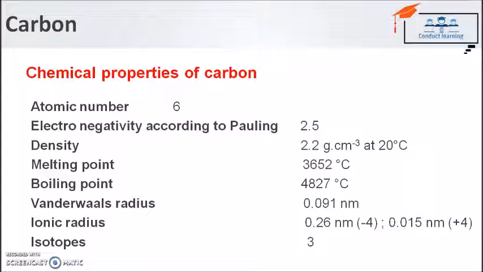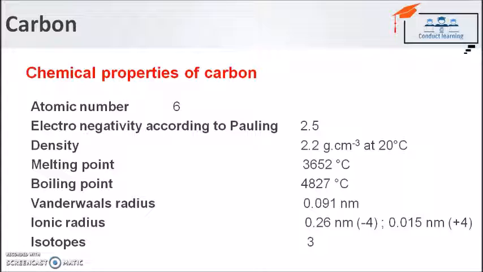The radius of carbon is 0.091 nanometer. Nano means 10 raised to power minus 9. If we talk about its ionic radius, it is different for its negative ion and positive ion. For the negative ion, the radius is 0.26 nanometer and for the positive ion, the radius is 0.015 nanometer.